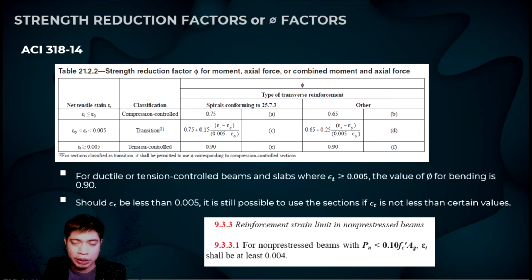Ito yung table 21.2.2. So, according dito guys, kung yung tension strain natin is less than or equal to the yield strain, compression controlled siya. Tapos, kung ang tension strain natin is nasa gitna ng yield tsaka 0.005, that is transition. Pero kung greater than 0.005, edi tension controlled siya. Okay? So, ang gawin natin ay i-compare natin siya sa 0.005.